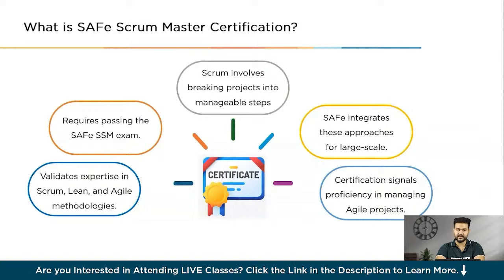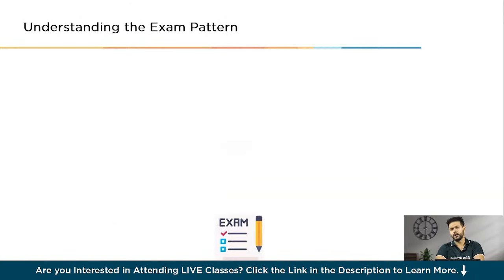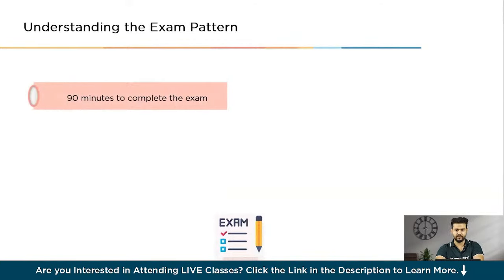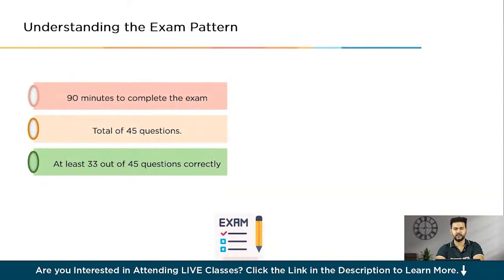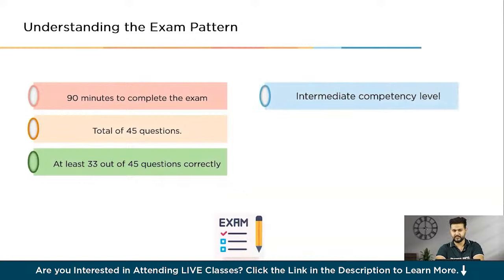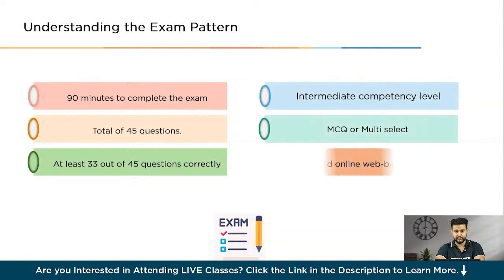Now let's understand the exam pattern. The SAFe Scrum Master Certification exam follows a specific pattern designed to assess your understanding. Here's what you need to know about the exam. The duration is 90 minutes to complete the exam. Then the number of questions: there will be a total of 45 questions.